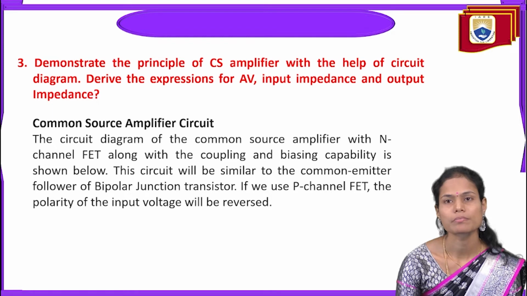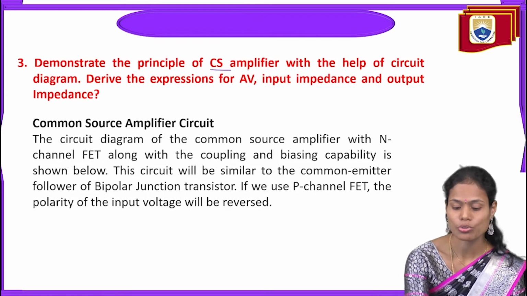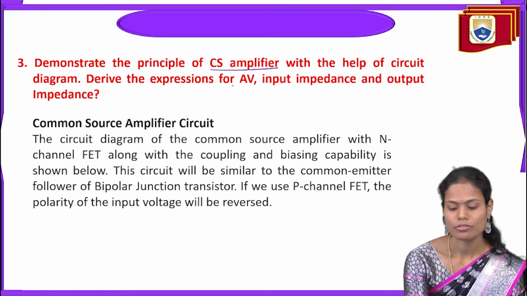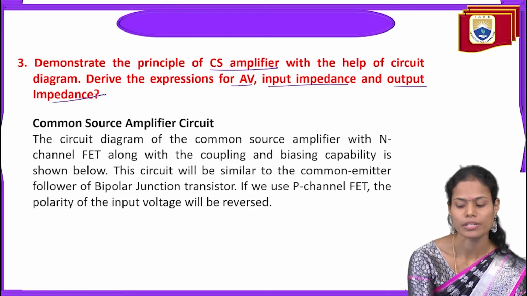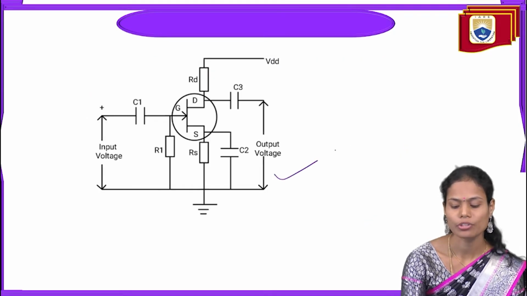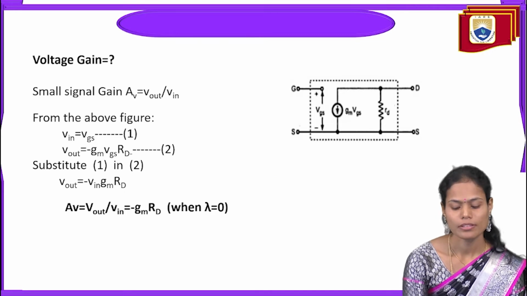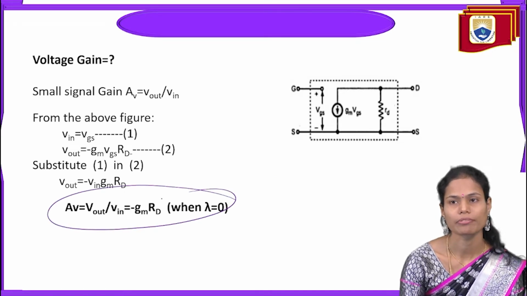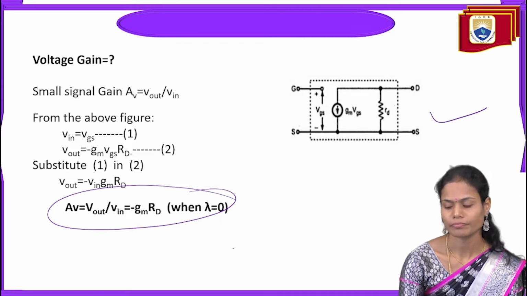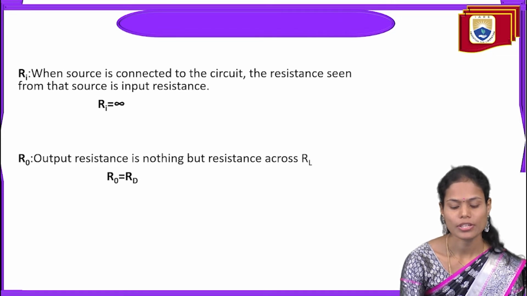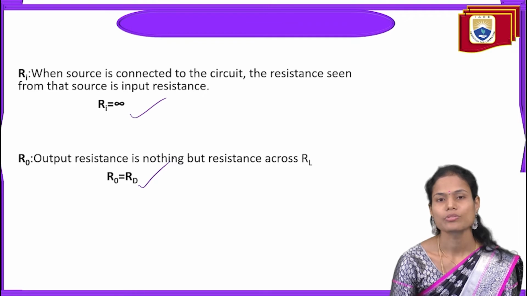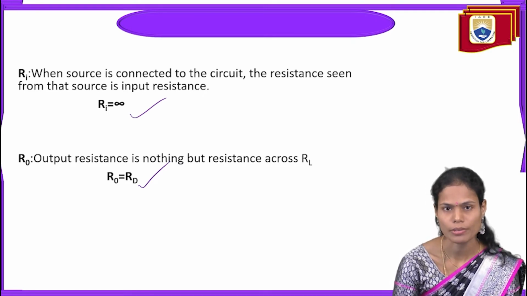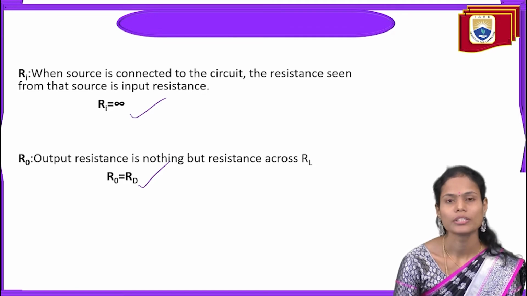And next one is: demonstrate the principle of common source amplifier with the help of a circuit diagram. Derive the expression for voltage gain, input impedance and output impedance. So in this particular question, we need to explain the common source amplifier first, and we need to derive the expressions for the voltage gain, input impedance as well as output impedance. For that purpose, we need to draw the circuit of the common source amplifier, and this is the value of voltage gain we are getting in the case of a common source amplifier. From the small signal model, we need to derive that value, and how much input impedance and output impedance we are getting, we need to indicate here. So the thing is, we need to draw the common source amplifier and explain its operation, and we need to take the small signal model of that one in order to derive the asked parameters, that is voltage gain, input impedance and the output impedance.